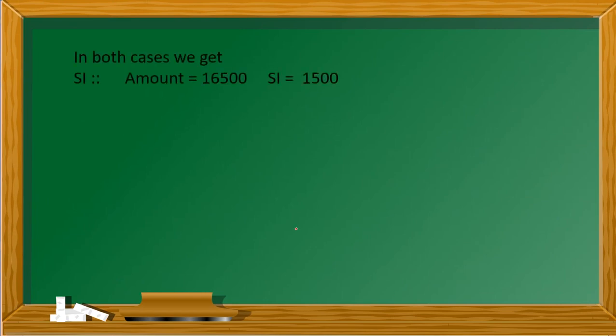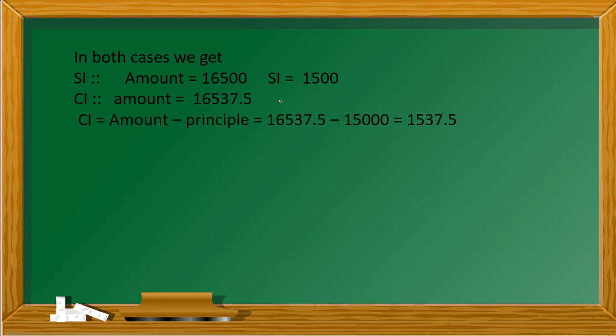First, in case of simple interest, the amount is 16,500 rupees, and in that case the simple interest earned is 1,500 rupees. Now in the case of compound interest, the amount received is 16,537.5, and the compound interest will be amount minus principal. So 16,537.5 minus 15,000 rupees, it is 1,537.5.